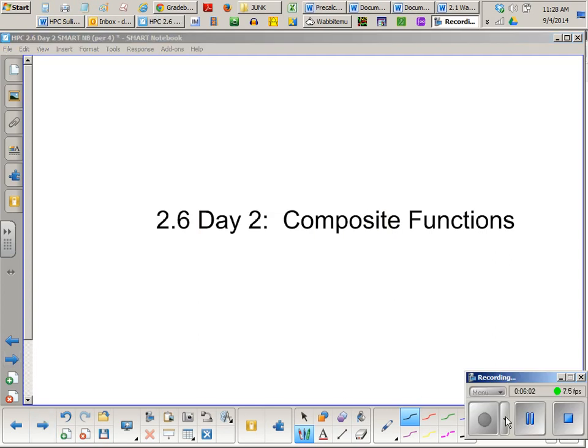All right, I'm going to pause it for a second. Okay, so today we're just doing the second part of that lesson. The title of the section is Operations on Functions and Composites. But we've already done the first part, so it's just composites today.